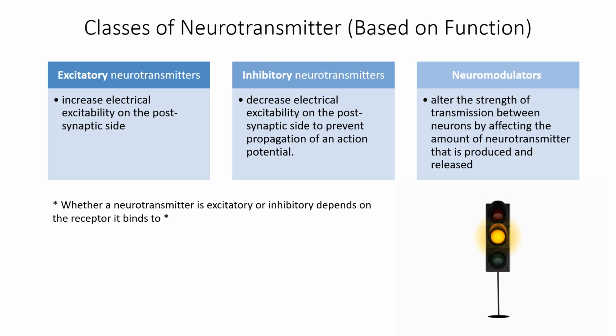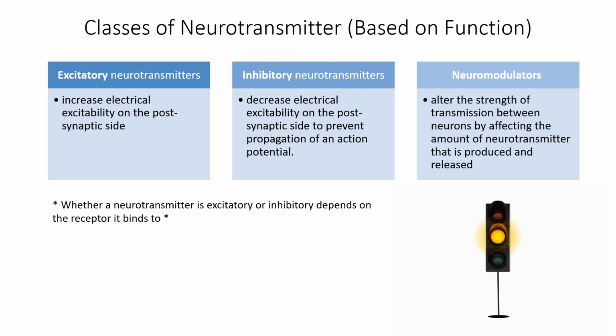Neurotransmitters can be classified based on their function. Basically, a neurotransmitter influences a neuron in one of three ways: excitatory, inhibitory, or modulatory. Excitatory neurotransmitters increase electrical excitability on the postsynaptic side through modulation of transmembrane ion flow to facilitate transmission of an action potential. Inhibitory neurotransmitters decrease electrical excitability on the postsynaptic side to prevent the propagation of an action potential. Whether a neurotransmitter is excitatory or inhibitory depends on the receptor it binds to.